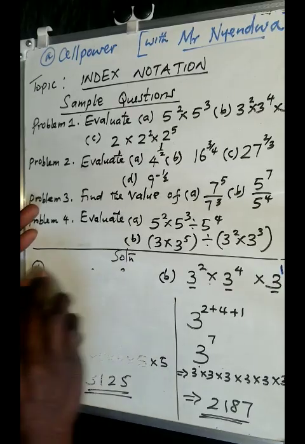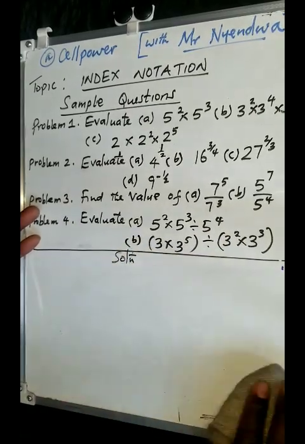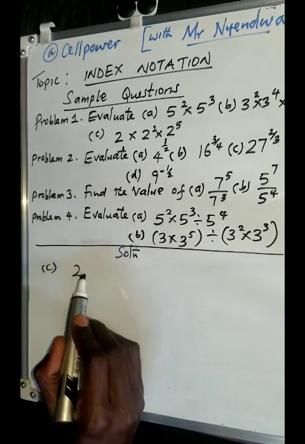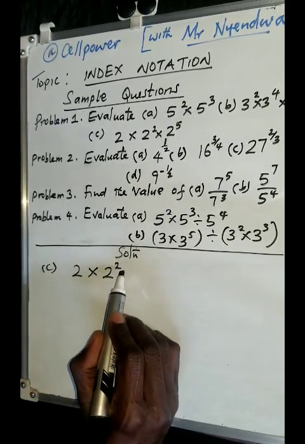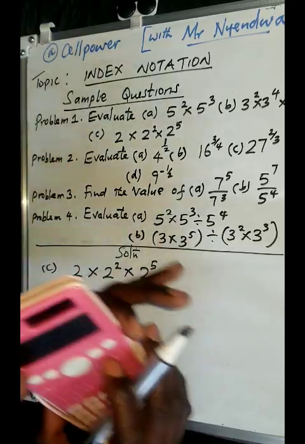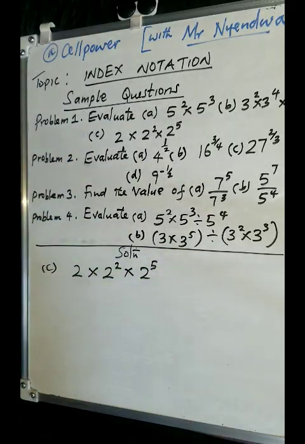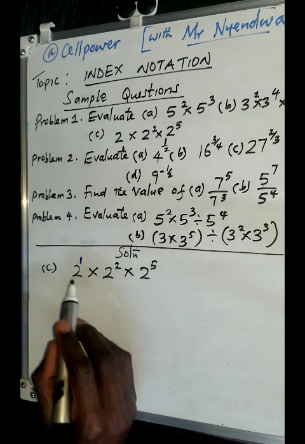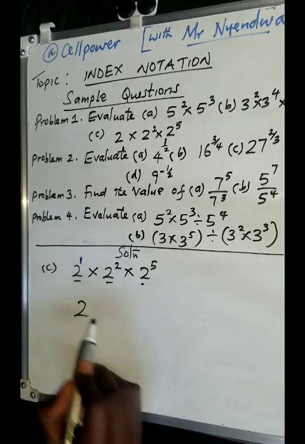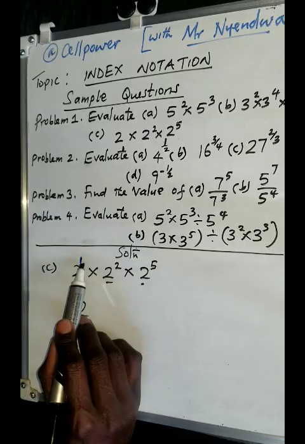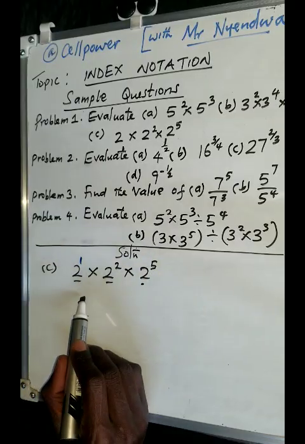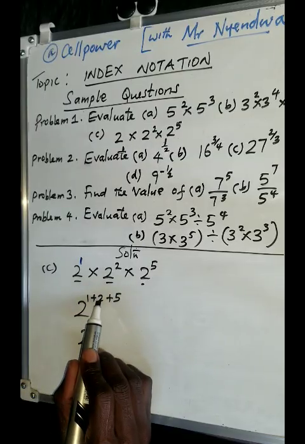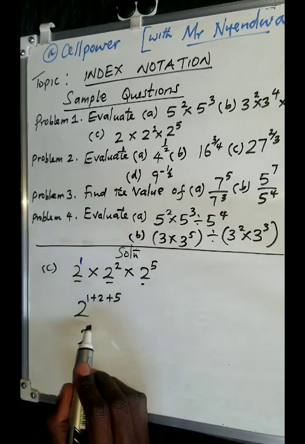All right. Let's look at problem number 1C that we do have there. The C part there says, 2 multiplied by 2 raised to the power 2 times 2 raised to the power 5. Remember what I said? If at all they don't indicate, there's no exponent there, it simply means there's a 1. So because the bases are the same, we can apply the rule, and we are multiplying. It simply means we can just add the exponents. So 1 plus 2 plus a 5. So it will be 2 raised to the power 1 plus 2, that's a 3, 3 plus 5 will give us 8.